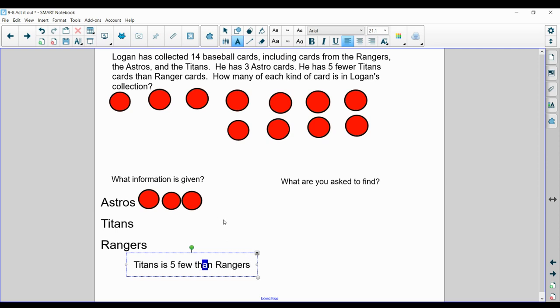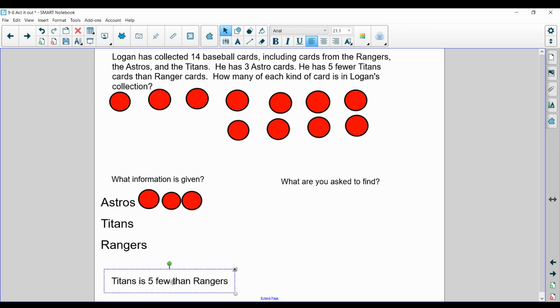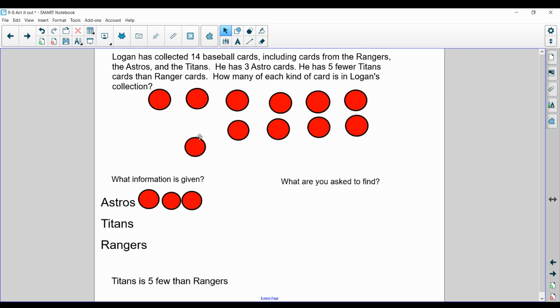Okay. So now what I need to do is I need to just simply start guessing. So I'm going to take the numbers that I have left. 2, 4, 6, 8, 10, 11. 11 left. And I'm going to put them into the Titans and the Rangers. I'm just going to take a shot at it. And I know that I have to have 5 fewer Titans than the Rangers. So that number has to be less.